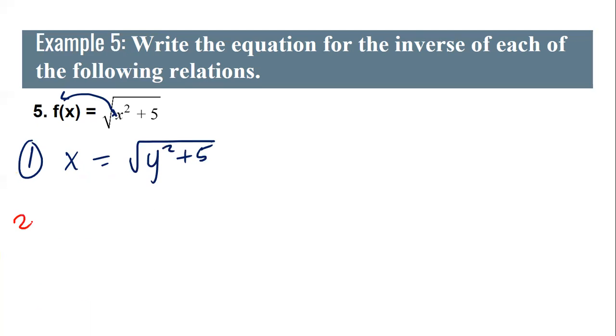What are the steps it's going to take for me to get y by itself? It's the inverse of square rooting something, to square it. So I'm going to take the square of the square root, and what I do to one side, I do to the other. So this becomes x squared. This cancels out, and I'm left with x squared equals y squared plus 5. Fun fact, this is the equation of a circle. Yeah, probably don't remember that from geometry, but this is the equation of a circle at the origin.